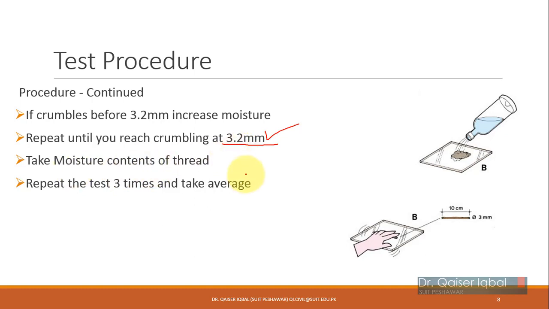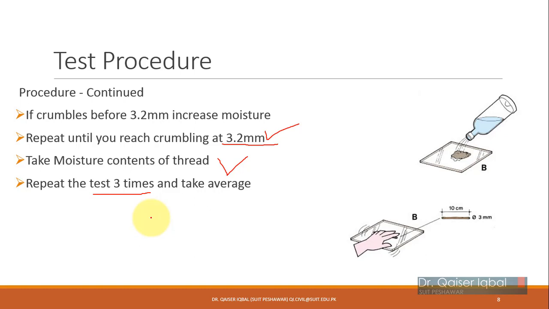So if it just starts showing cracks at 3.2 mm, then it means that the soil is now at the plastic limit. Take the thread, put it in a container, take the weight of the container plus wet soil, and then the weight of container plus dry soil by drying it in oven for 24 hours. That will basically give you the moisture content as well. So repeat the test 3 times and take an average. You will have 3 tests conducted with the same procedure, and then you will take the average of the 3.